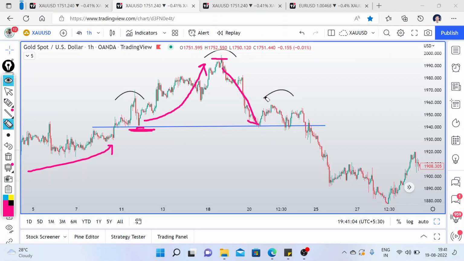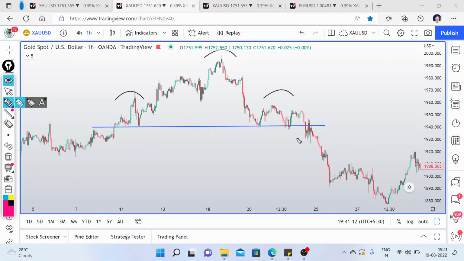So where do we have to put our target and stop losses? For the entry, you have to wait for the breakdown of this major neckline. This is the neckline. Sorry, I forgot to tell you about that. This is the major part that we have to keep in mind. This is the neckline, or you can simply say this is the support level. So we have to wait for the breakdown of this support.